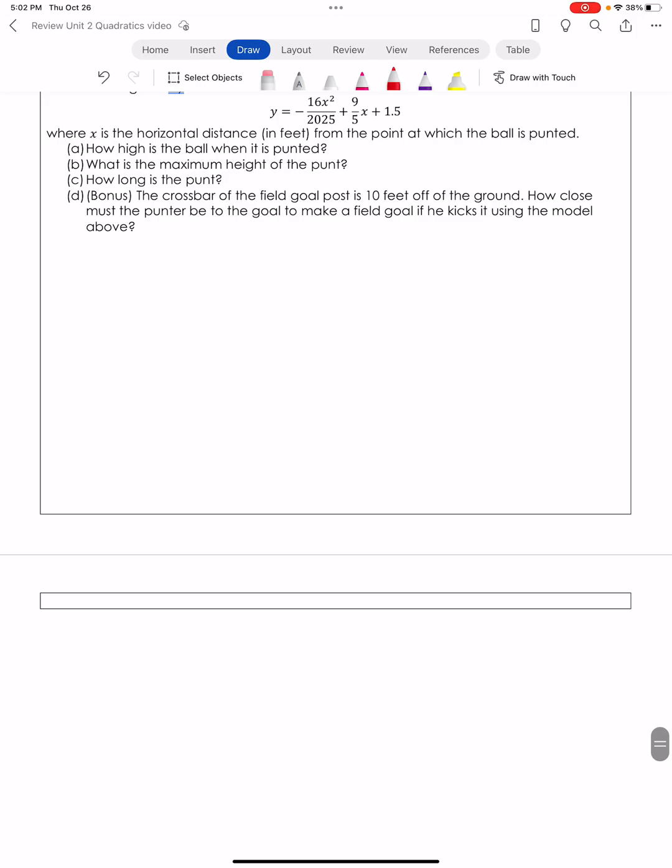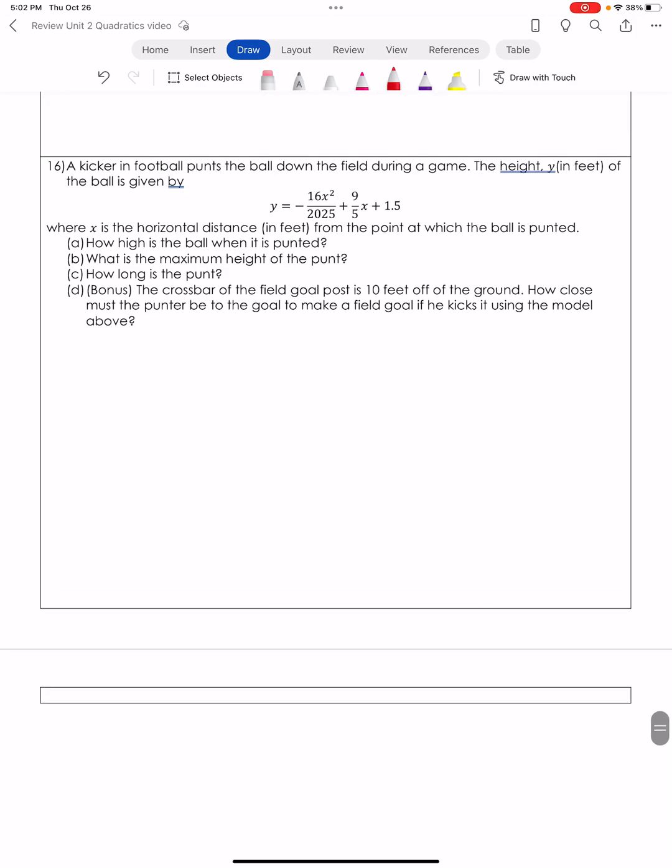Okay, and then our last question is: a kicker in football punts the ball down the field during a game. The height, y, in feet of the ball is given by this. How high is the ball when it is punted? So I like to do a little graph because I need the visual. You know it's kicked off the ground, goes, and then hits the ground. So my first thing is, is it off the ground to start with? And this is actually where my x value is going to be equal to 0 here.